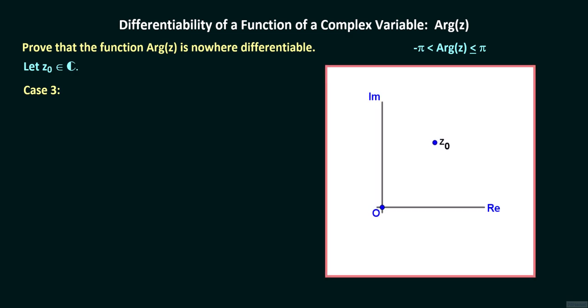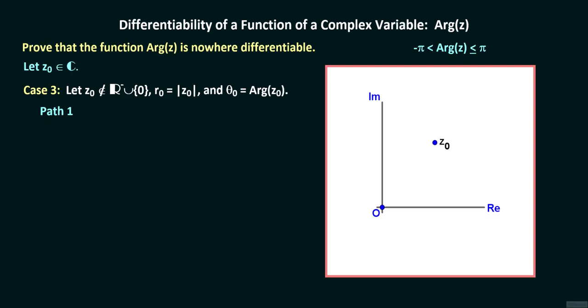The rest of the complex numbers comprise the third and final case. Let z sub 0 be neither 0 nor a negative real number. Let r sub 0 be equal to the absolute value of z sub 0, so that r sub 0 is greater than 0. Let theta sub 0 be the principal argument of z sub 0. Just as with 0 and the negative real numbers, we will approach z sub 0 along two different paths, but this time it's the value of the derivative of the principal argument function at z sub 0 that we will be examining.